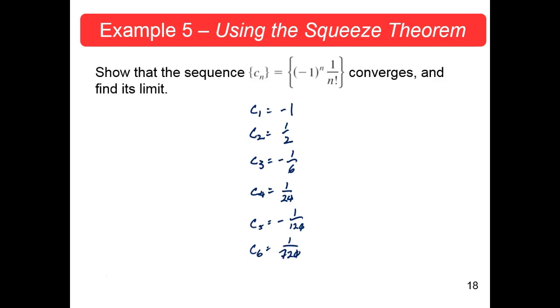Now, it says show that it converges. I think it's pretty clear it's converging. And what do you think it's converging to? What's this limit? 0, yeah. They're getting smaller and smaller fractions big time, so certainly that's going to 0.